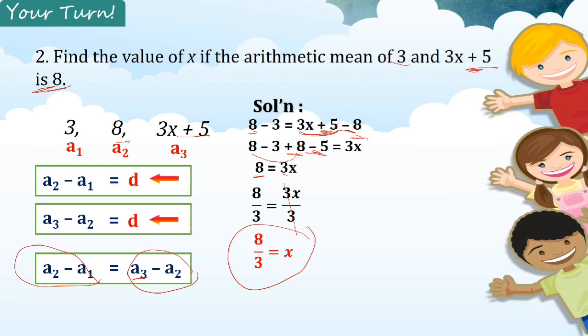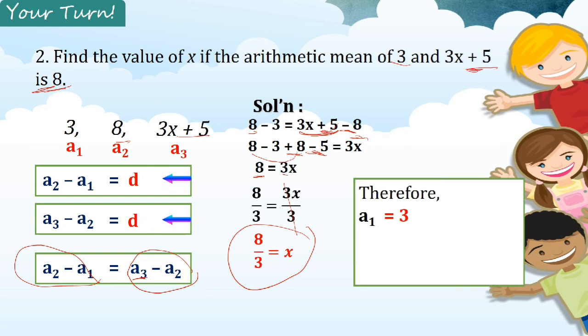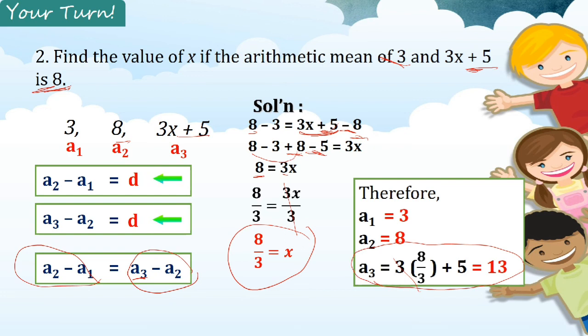So, therefore, if the value of x is 8 over 3, then, yung first term natin is 3, second term is 8. Yung third term natin ay, substitute natin yung value ng x. So, 3 times 8 over 3 plus 5, that's 13. Okay, or cancel na yan diretso. 8 plus 5 is 13. This is now the value of the third term if x is 8 over 3.